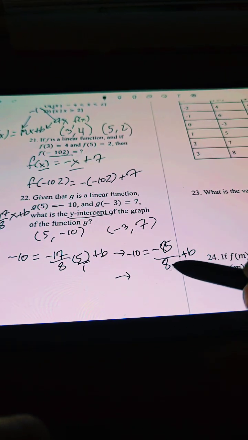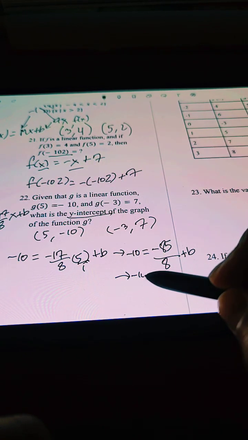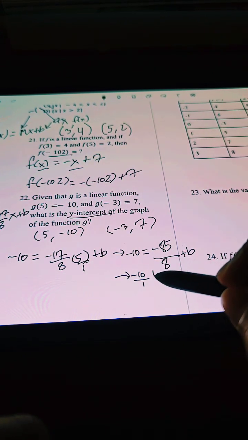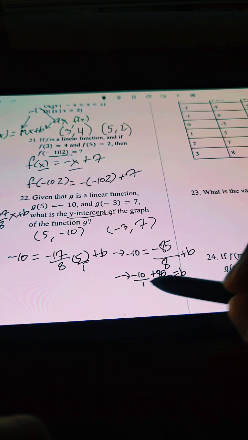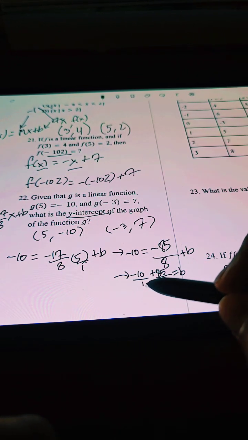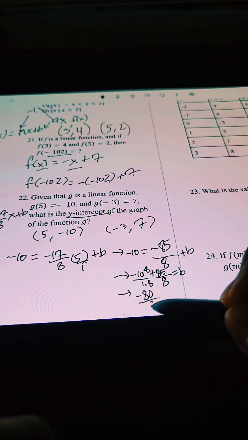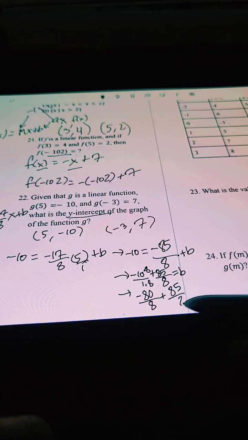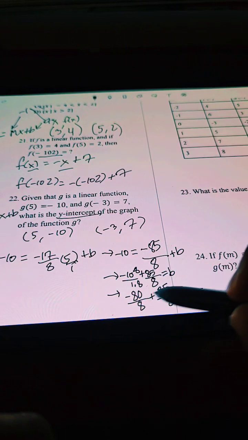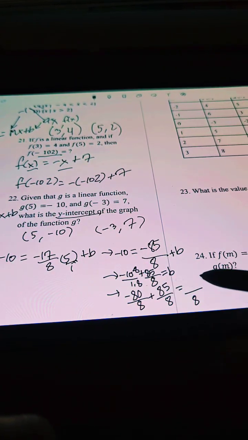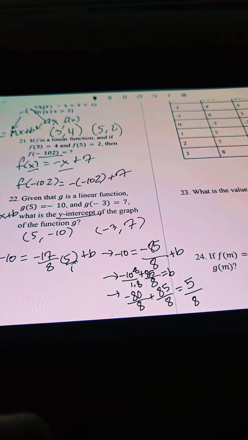Now I'm going to isolate b by adding 85 over 8 to each side. So I'm going to have negative 10, which is the same thing as negative 10 over 1, plus 85 over 8 is equal to b. Now remember, when I add or subtract fractions, I have to have a common denominator, so I have to multiply by 8 on top and bottom. So I get negative 80 over 8 plus 85 over 8. I'm going to keep the common denominator, 8 on the bottom, and add the numerators. So negative 80 plus 85 is positive 5 on top. So the answer would be 5/8.